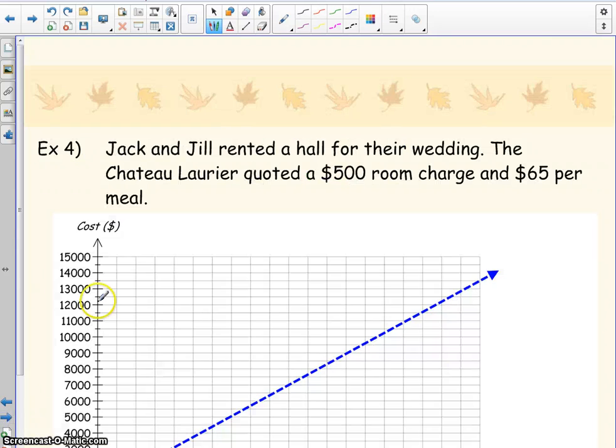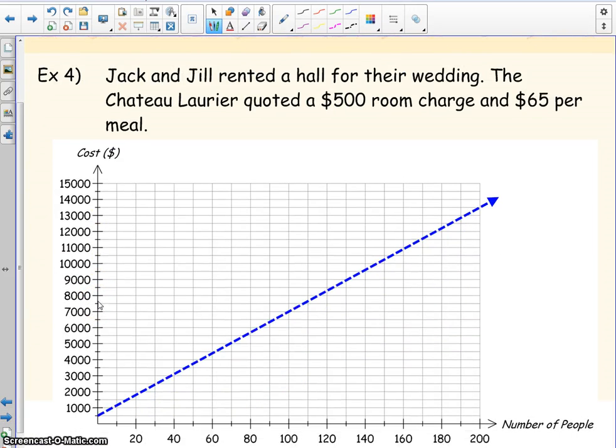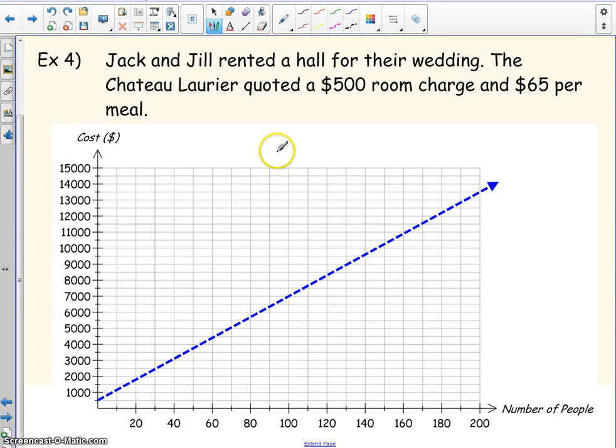Okay, so let's move on. So here we have a situation. I'm giving you a graph here. So Jack and Jill rented a hall for their wedding. They go to the Chateau Laurier, and they are given a quote of $500 just to rent the room, and $65 per meal per person on top of that. And you have a graph of the situation right here.